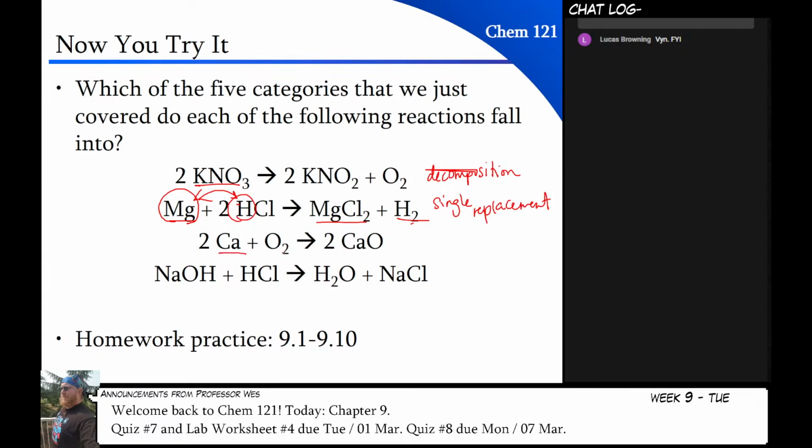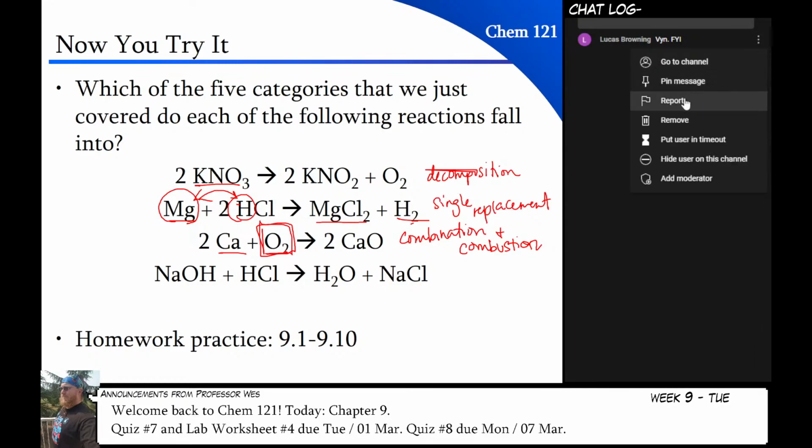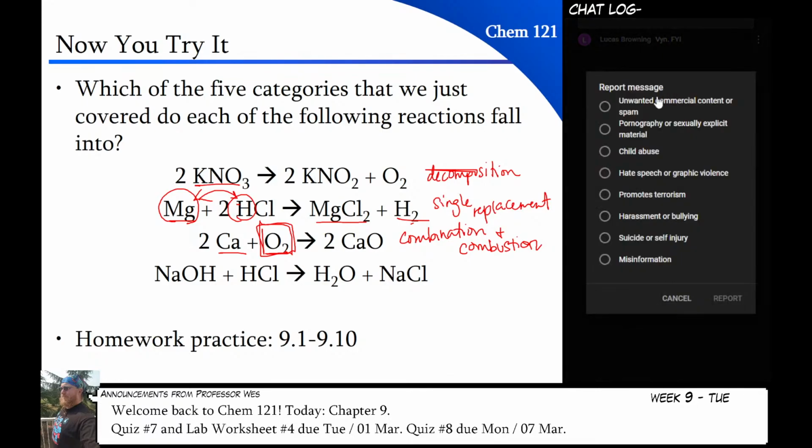Here I am putting two things together, but one of them is oxygen, so not only is this a combination, it is also a combustion. Combustion reactions do not necessarily have to produce explosions or fire or anything like that. They're just reactions with oxygen.